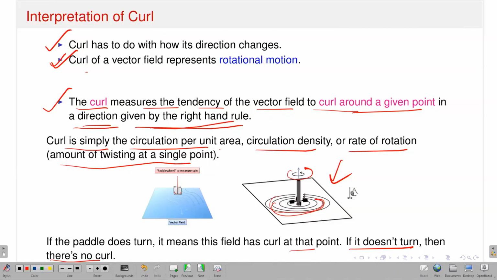So curl of a vector field represents rotational motions, and curl has to do with how its direction changes. Rotation means I am changing my direction. If I rotate it by an angle, say pi by 2 or pi by 3 or pi by 4, there is a direction change. If there is a curl, it indicates how its direction changes. Okay, so I think I should stop here.